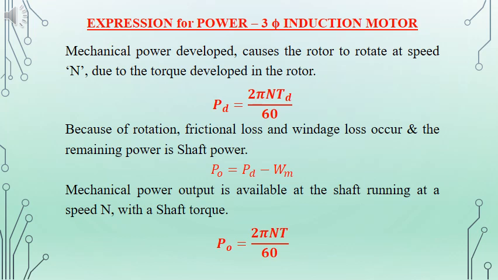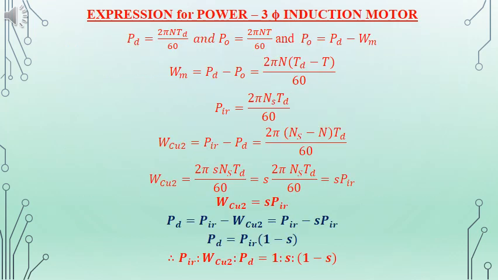Now we will write the equation for the power. We have the developed power in terms of TD as 2 pi n TD divided by 60 and the power output as 2 pi nT divided by 60. The power output is equal to the power developed minus the mechanical losses. So Wm is equal to PD minus PO, and from the equations of PD and PO, Wm can be written as 2 pi n (TD minus T) divided by 60.